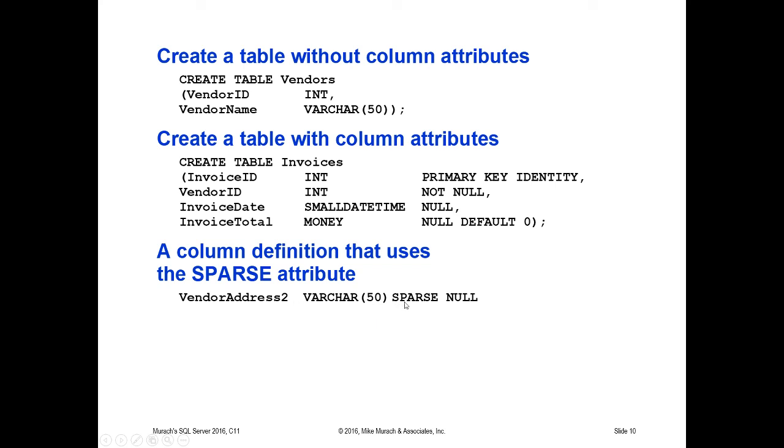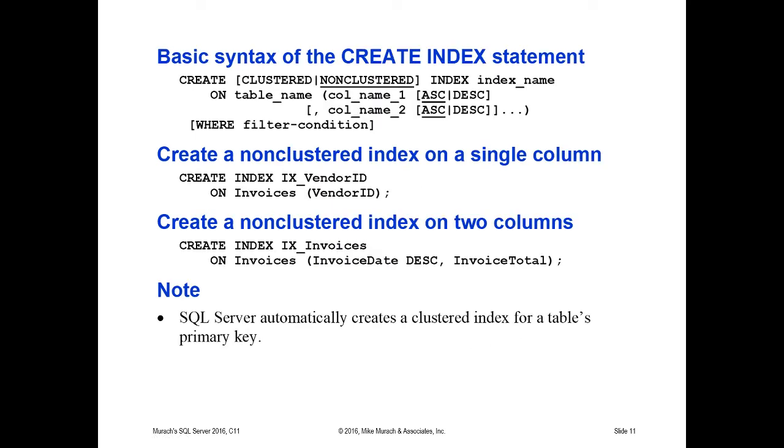Sparse tells, again, the database to not save this data if there's no value. So if there's no value, we won't be wasting space on this address, because we may not have it. It's sparsely populated. So that takes care of our tables.